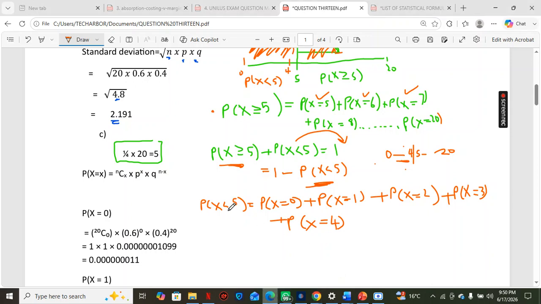This is where you now need to calculate each of these individual probabilities using the binomial distribution formula. You're going to start with the probability that 0 students prefer working in the banking industry. Remember, the sample size is 20 students. The number of students we are looking for here is 0, so x equals 0.